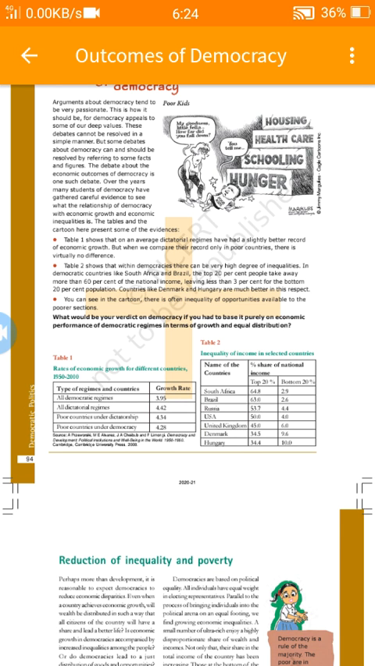For reference, you can check all these points in your 10th grade NCERT textbook.